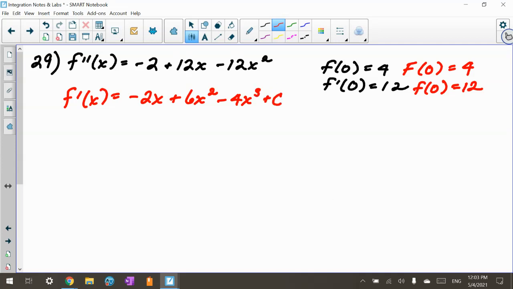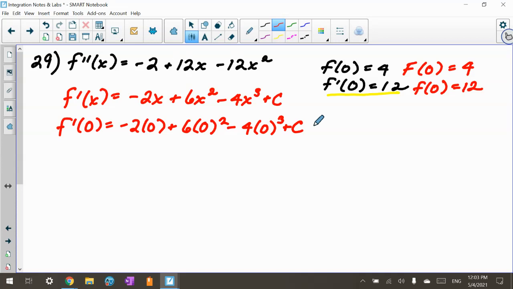Okay, now I'm going to go here and use this because they told us that. So I'm actually going to put a 0 in for x and a 12 in for the f prime. So I'm going to do this. Ready? F prime of 0 is going to be negative 2 times 0 plus 6 times 0 squared minus 4 times 0 cubed plus c, and they said it equals 12. Well, this one is kind of cool because this is 0, this is 0, this is 0. So basically I can say, therefore, c does come out to be 12.